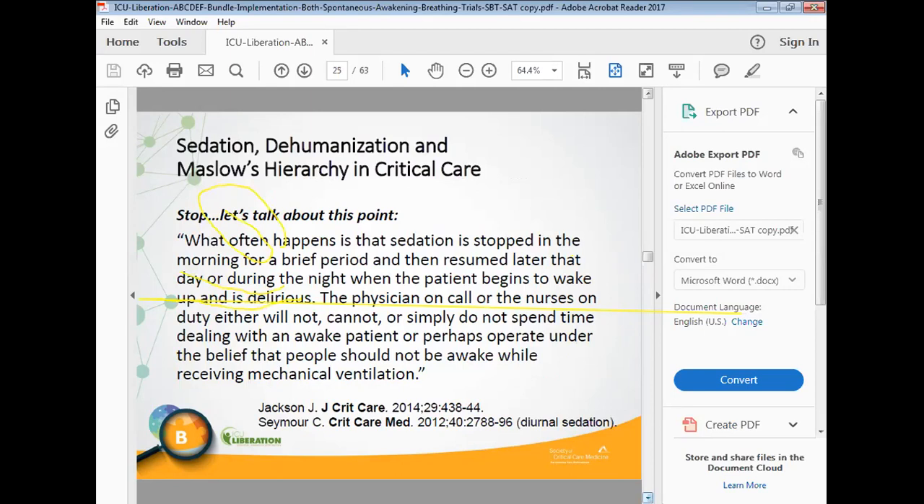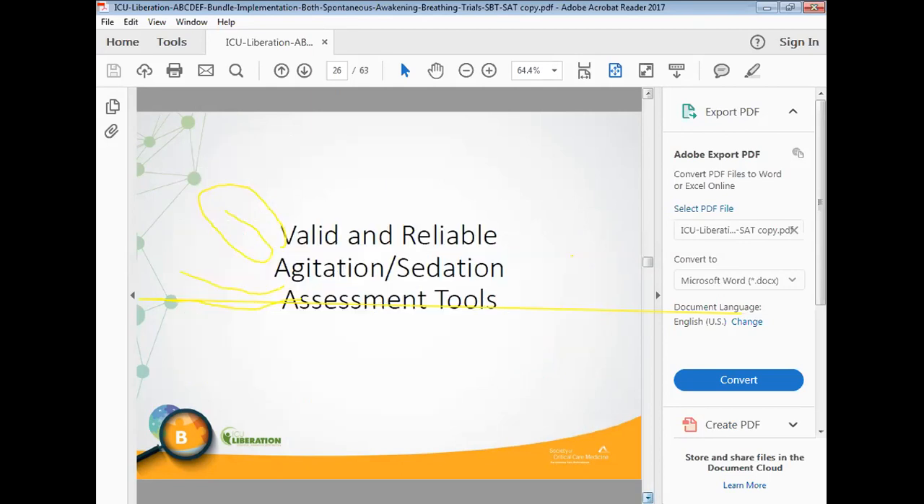Here are some of the statements mentioned by people, and I'm sure many of you have mentioned something similar: that sedation is stopped only for a brief period, sometimes a few minutes, and then you resume it because the patient starts to move. And the doctor on call or the nurse on duty didn't want the patient to have any movement. This is a culture we need to change, because it's okay if the patient moves. I mean, we want him to move. We want him to be weaned and extubated. So the goal is not to keep him sedated. And this culture is something we really need to change in our units.